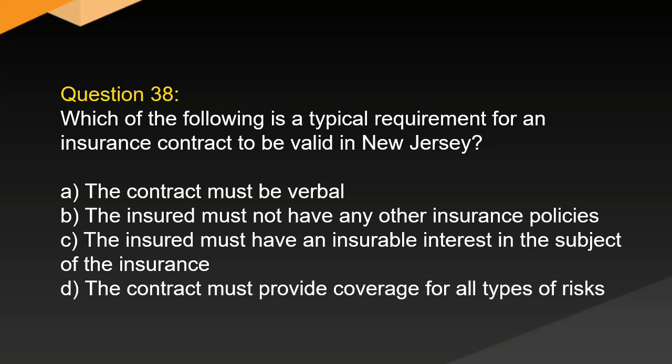Question 38. Which of the following is a typical requirement for an insurance contract to be valid in New Jersey? A. The contract must be verbal. B. The insured must not have any other insurance policies. C. The insured must have an insurable interest in the subject of the insurance. D. The contract must provide coverage for all types of risks.